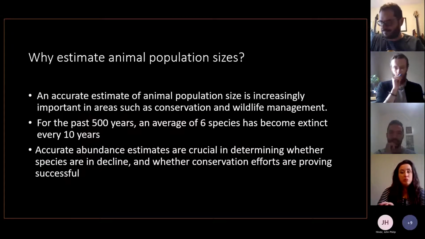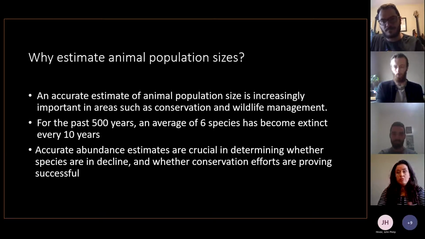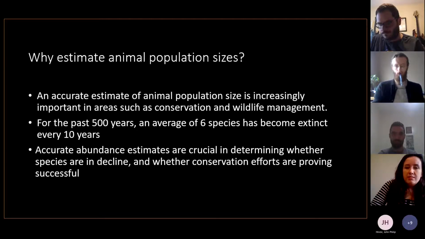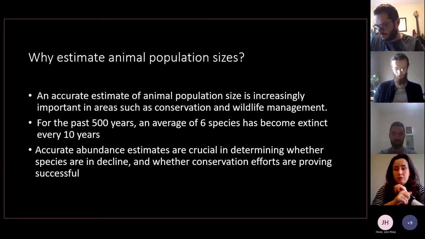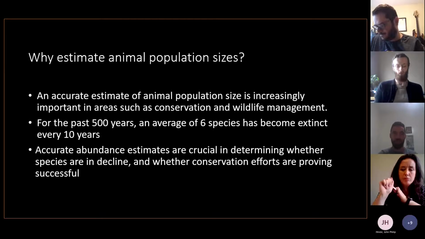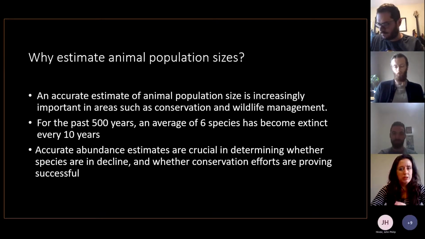Before I get on to talking about the mixture models, though, I like to start by talking for a bit about why they're so important. Why being able to obtain an accurate estimate of animal population size is so important in areas like conservation and wildlife management. If we go way back, in the past 500 million years, the Earth has experienced 5 major mass extinction events. These are events during which at least 70% of all animal life on Earth has died. And it is strongly speculated that we're currently experiencing a 6th major mass extinction event.